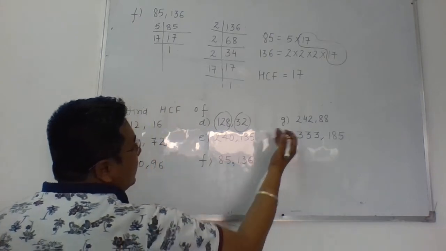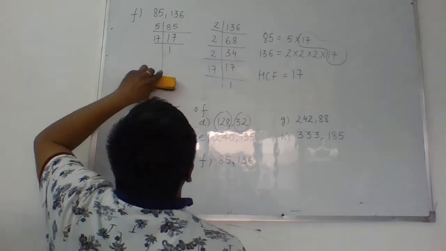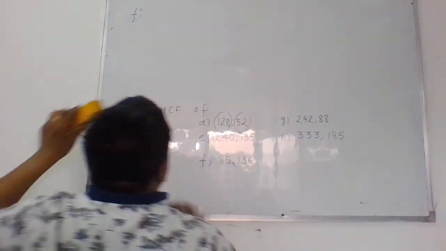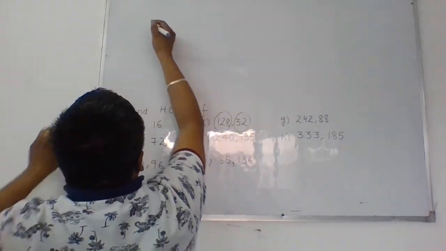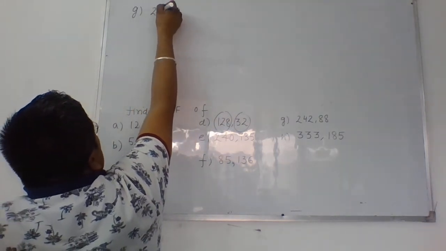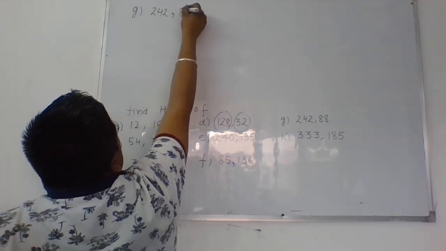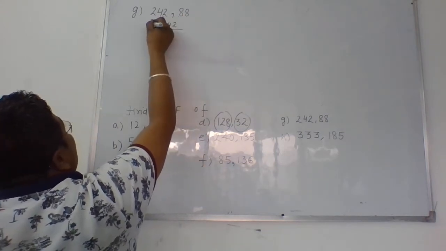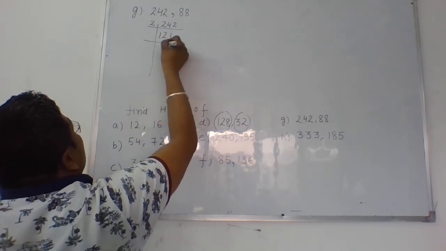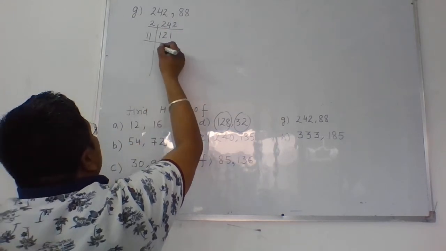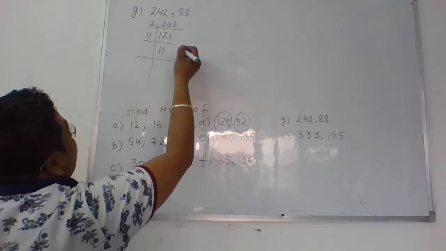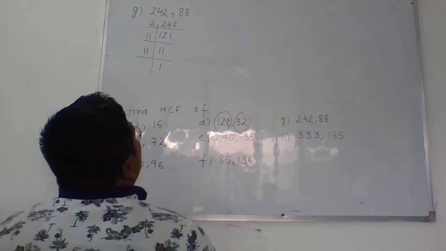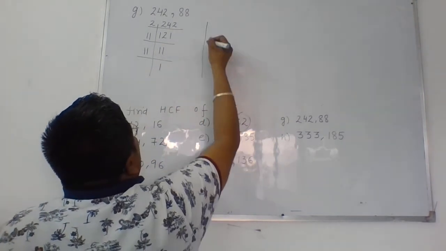Moving on to our part G, we have to find HCF of 242 and 88. So doing the prime factorization of 242, we divide by 2, we get 121. We divide by 11, we get 11, because 11 into 11 is 121. Again divide by 11, this is a prime number, so it is divisible by 11 only.